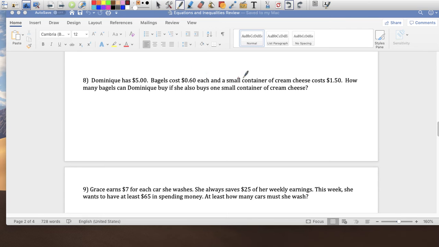8. Dominic has $5. Bagels cost 60 cents, and a small container of cream cheese costs $1.50. How many bagels can Dominic buy if she also buys one small container of cream cheese? So this is an equation. She has $5. So what's going to equal $5? Well, it's going to be the $1.50 for the cream cheese, since she's buying one cream cheese, plus she's going to buy a bunch of bagels. Well, that's your equation. $1.50, which represents our cream cheese, plus 60 cents for however many bagels we buy, is going to equal $5.